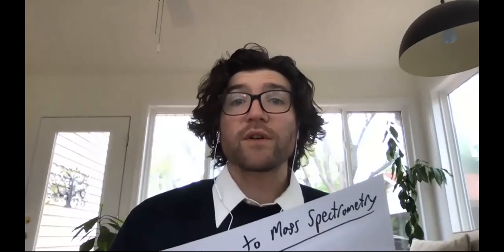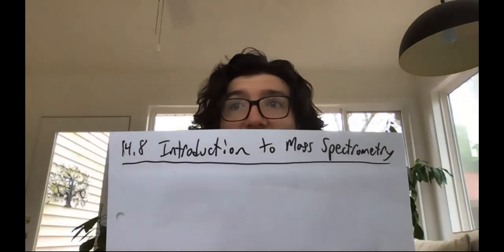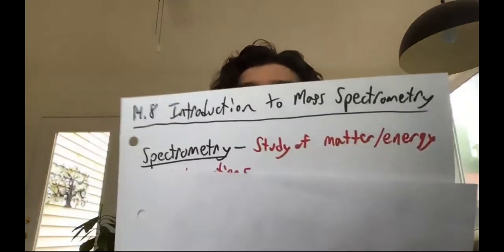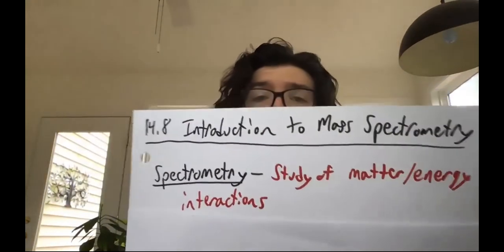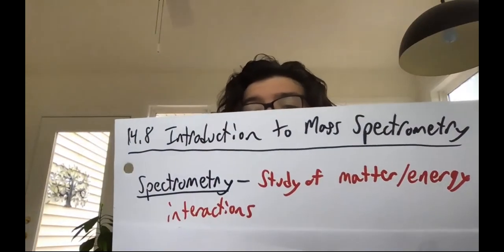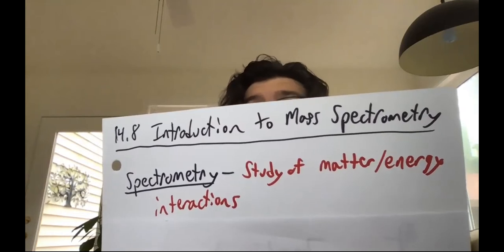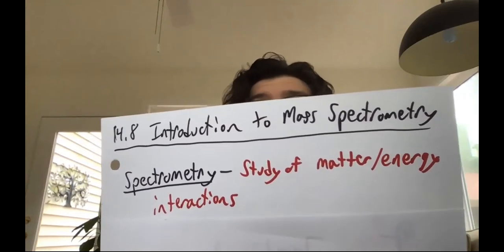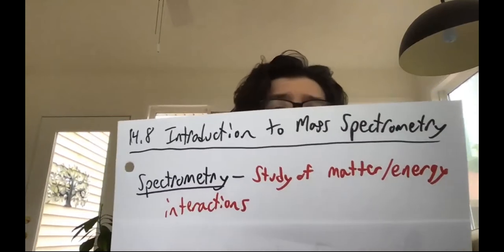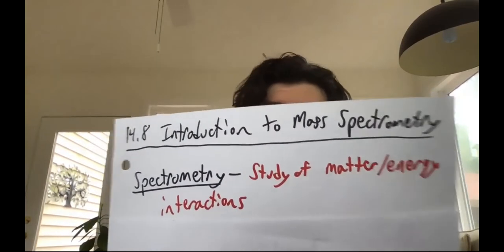This is section 14.8, Introduction to Mass Spectrometry. Spectrometry is the study of matter-energy interactions, whereas spectroscopy, from the earlier part of this chapter when we were talking about IR spectroscopy, was a study of light-matter interactions. Spectrometry is a study of matter-energy interactions. And why is this going to be important? Well, it's all going to center around one very simple mechanism.